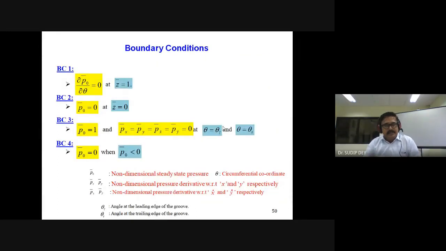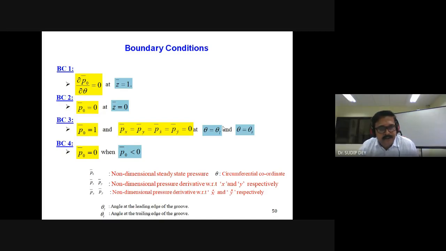Now let's put the boundary conditions. The first boundary condition is that del P0 by del theta is equal to 0 when Z is equal to 1, and P0 equal to 0 at Z equal to 0. The third is P0 equal to 1 while Px bar, Py bar, Px dot bar and Py dot bar are equal to 0 at theta equal to theta L and theta equal to theta T. Now what are theta L and theta T? Theta L is the angle at the leading edge of the groove, and theta T is the angle at the trailing edge of the groove.